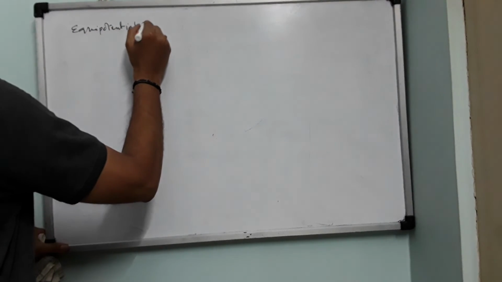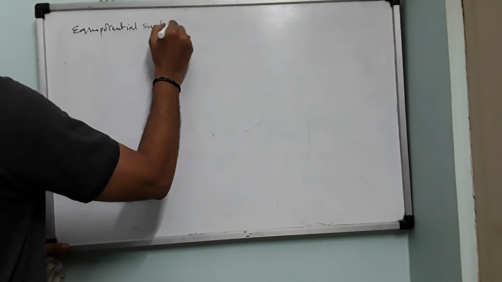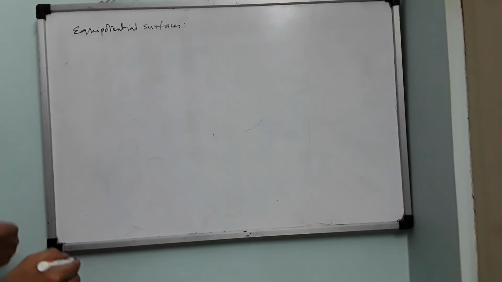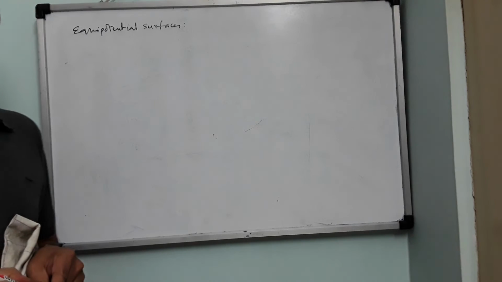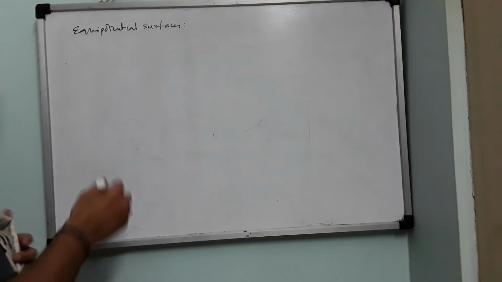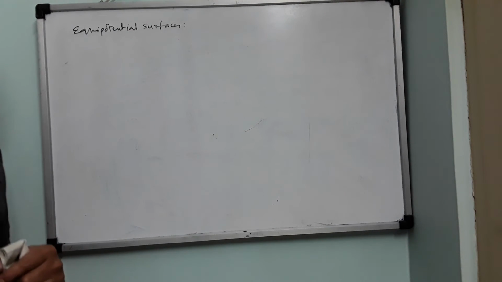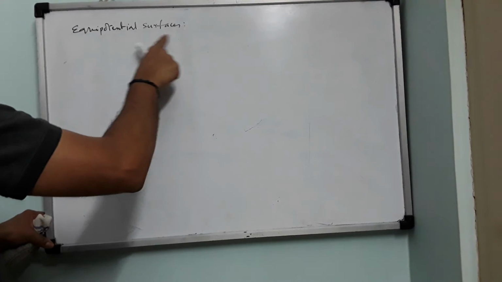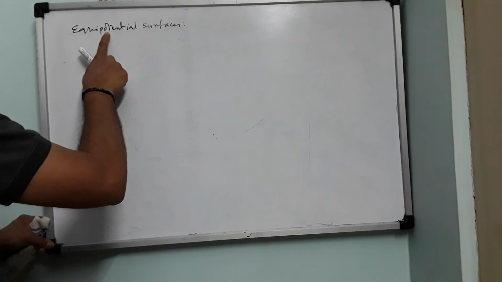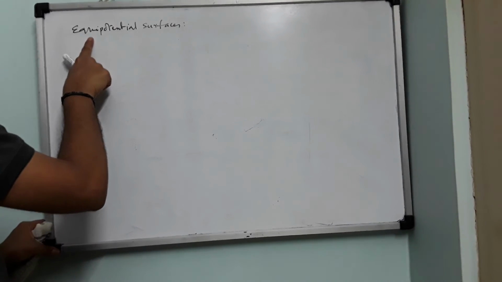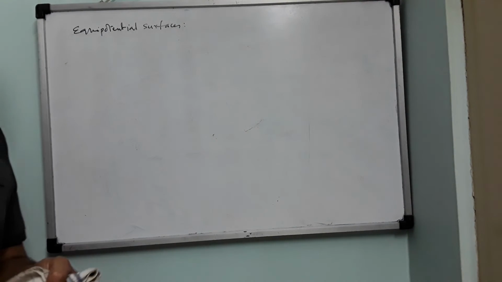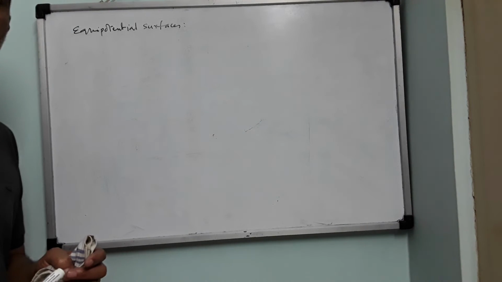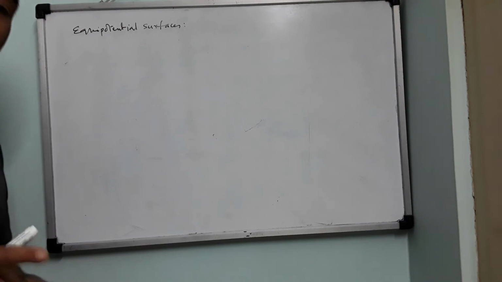Equipotential surfaces. This is one of the important questions for short answers, maybe 1 mark or 2 marks. As the name suggests, these are all the surfaces on which potential is equal. You have one surface, spherical or any type of surface, or maybe a circular surface. You select so many points on that surface.